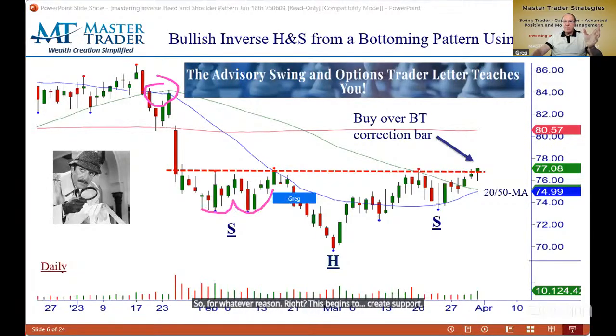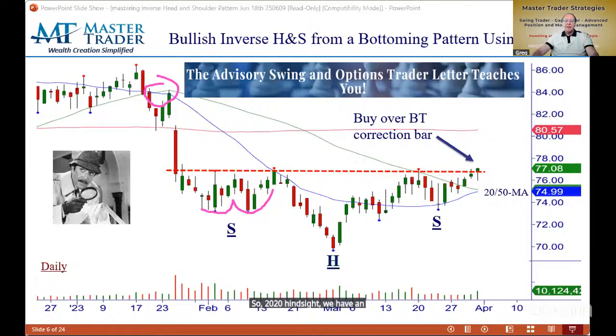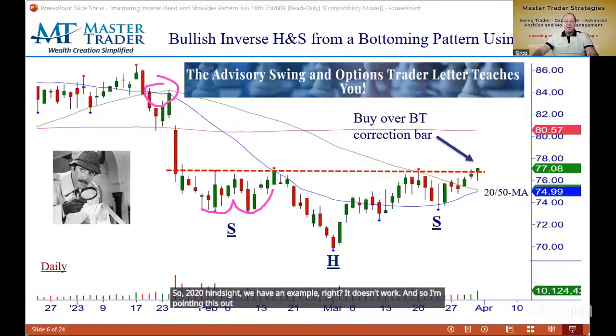Now, the probability of this working out and moving back up is low because of what I said. It started to move down. That doesn't mean it can't do it. It just means the probability is not there to do it. And so, 20/20 hindsight, we have an example. It doesn't work. And I'm pointing this out in part because you can get trapped into these things.